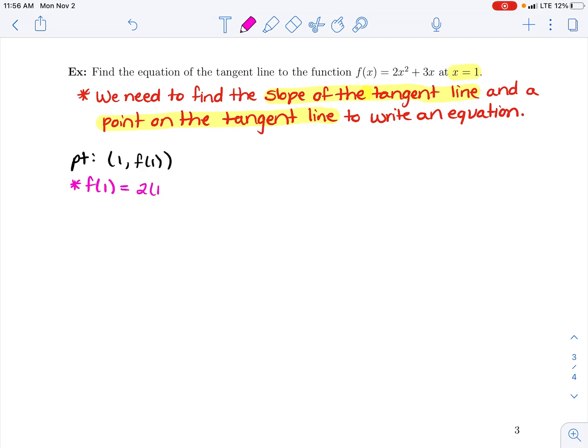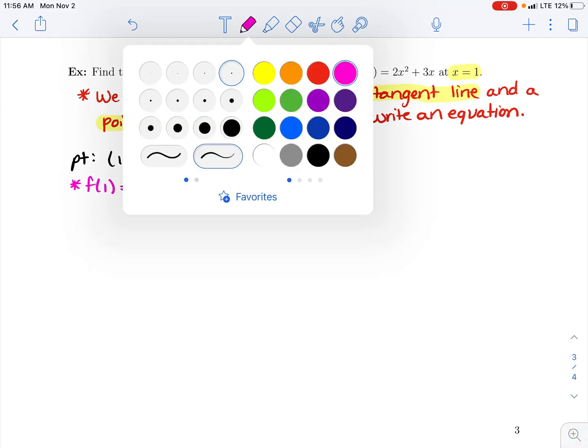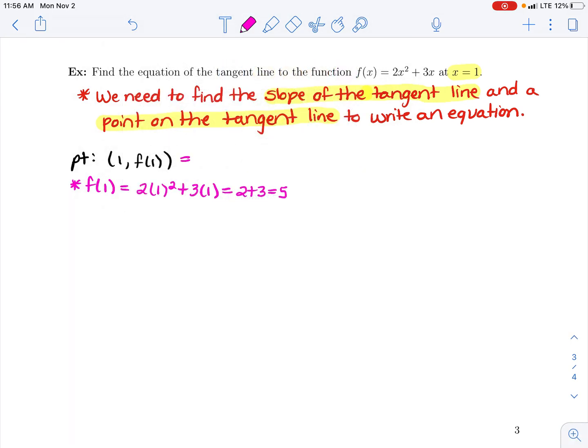Well, f of 1 is just 2 times 1 squared plus 3 times 1. And so this is just going to be 2 plus 3, which is equal to 5. So beautiful. My coordinate here is 1, comma 5. Okay. So now I want to find the slope of the tangent line.